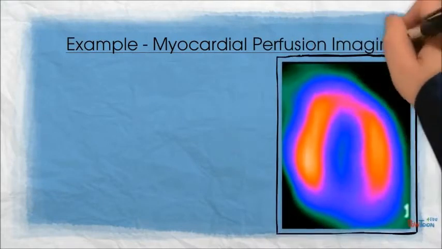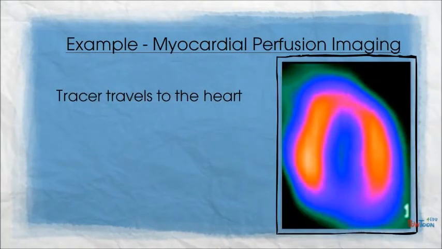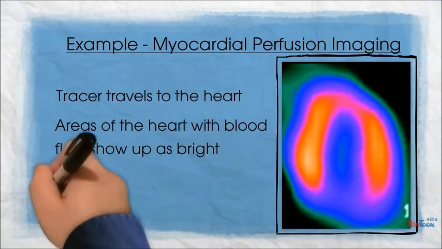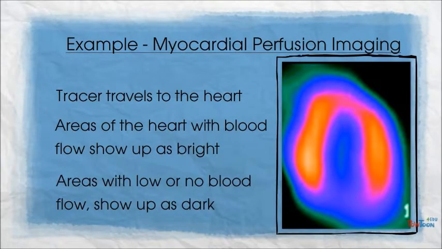A myocardial perfusion scan is a scan that visualizes the blood flow to the heart. The tracer goes to the heart and is absorbed by the healthy heart tissue, but not by unhealthy heart tissue. This allows us to see what areas of the heart are receiving blood and what areas are blocked, providing useful information that can be used by doctors.